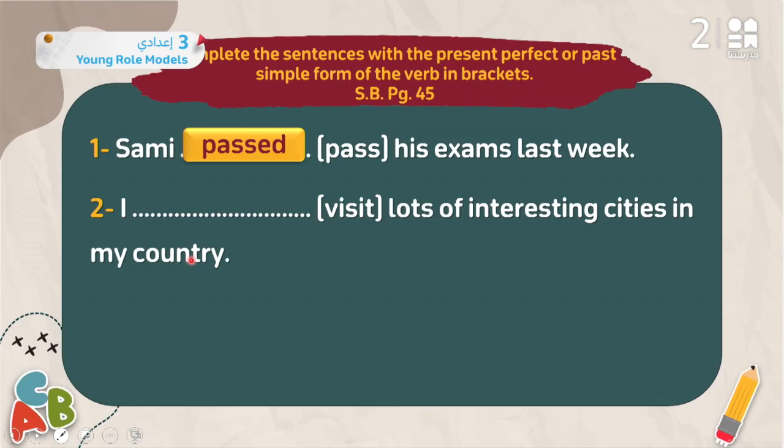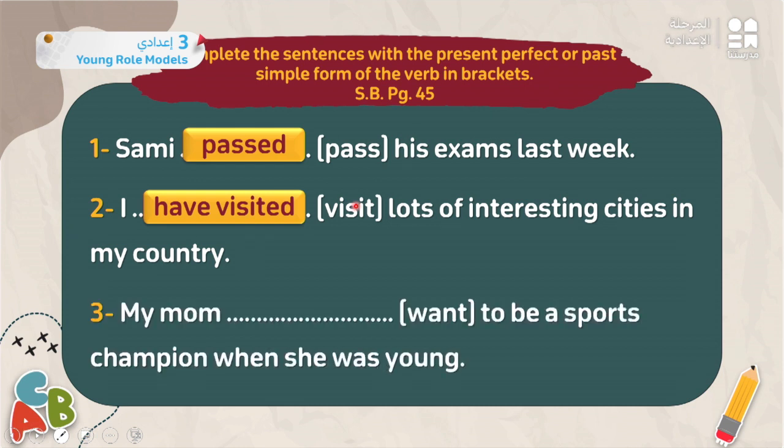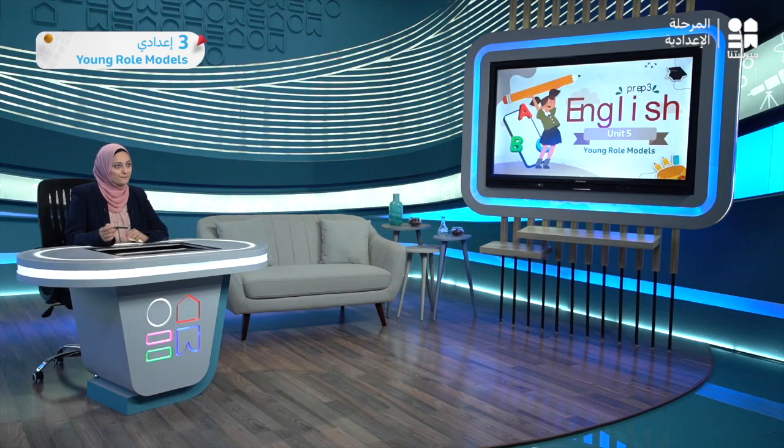فهنا أنا ما عنديش وقت معين زرت فيه المدن، سايباها open، إن أنا بتكلم على تجربة عامة أنا عملتها. So in this case I'm going to use the present perfect. I have the pronoun I. With I use have, and the past participle is visited. So I have visited.